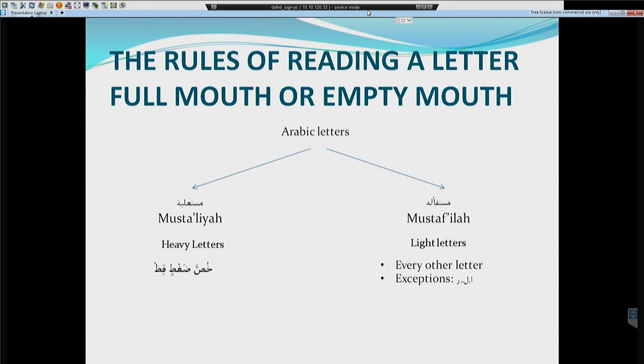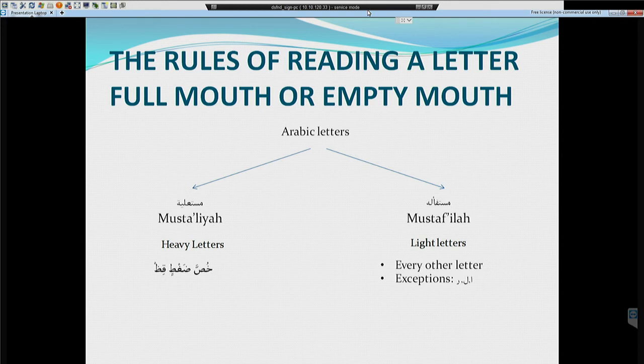Now we go to the light letters. Every other letter is going to be pronounced lightly. Ba is not going to be heavy; there's no such thing as ba like in ball. It's ba, ta, tha, ja, ha. And kha is going to be a full mouth letter.